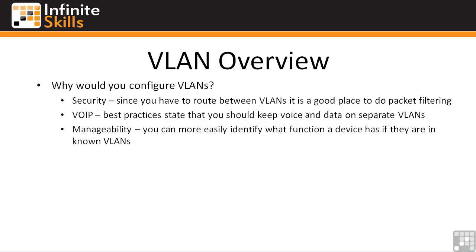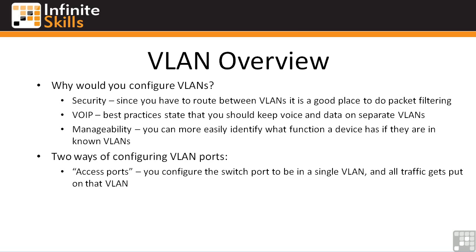It's easier to say, well, this host is somewhere on the 15th floor rather than this host is somewhere in this 25-story building. Now, there's two basic ways of configuring VLAN ports, and we'll see how these methods differ from each other in their actual technical configuration when we get into our lab here in a few videos. The first is to set a VLAN as an access port. You go into the switch, you configure the switch port to be in a single VLAN, and all the traffic gets put on that single VLAN.